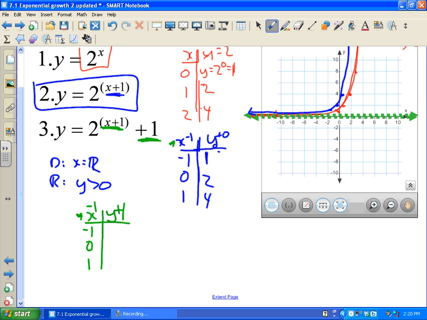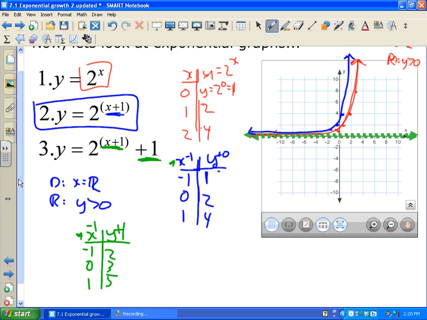Those parts matched up. Now I have a bigger change for my y values, which is a change of positive 1. So 1 plus 1 is 2. 2 plus 1 is 3. And 4 plus 1 is 5. So now I'm going to graph that green one. (-1, 2). (0, 3), about here. And (1, 5), about there.